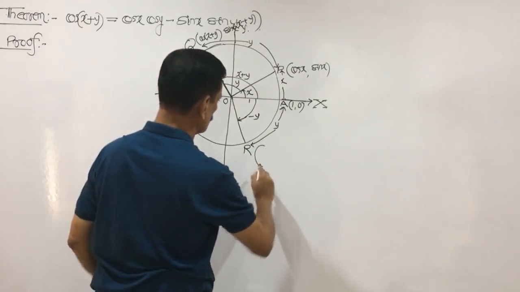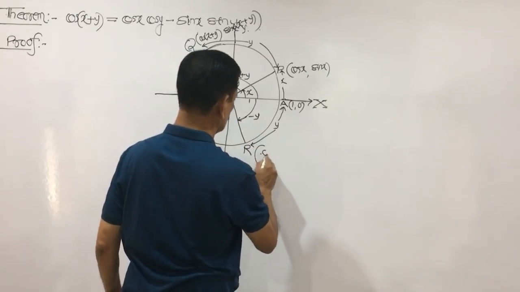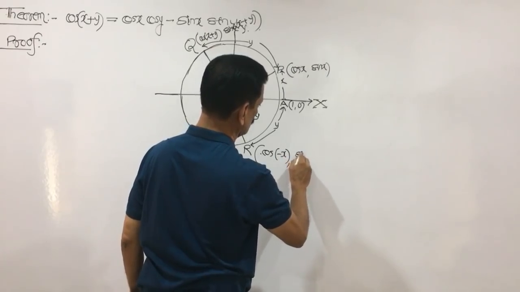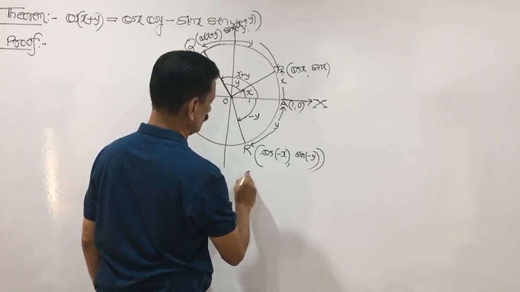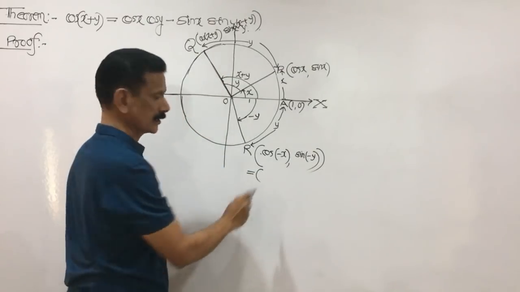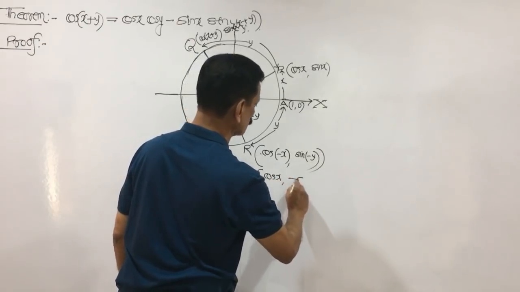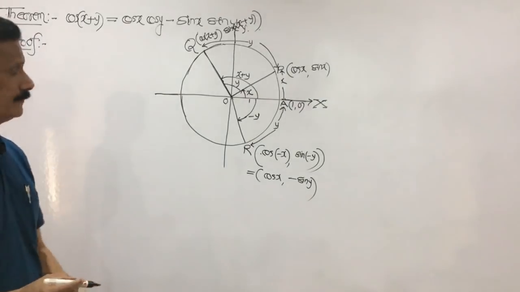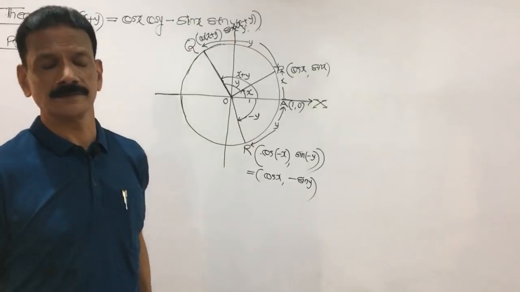And the coordinates of this R: this angle is minus y, as we have taken previously, so it is cos of minus y and sine of minus y. And this we can write as cos of minus x means cos x, and sine of minus y means minus sine y, by the previous theorem. So I hope you understand this figure.